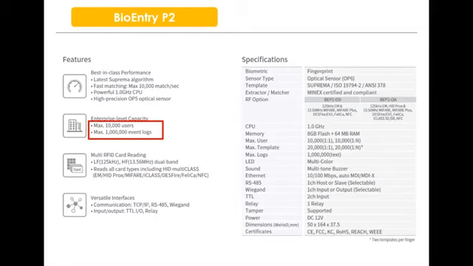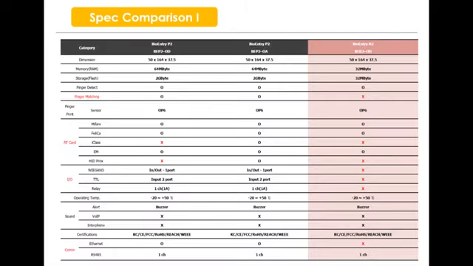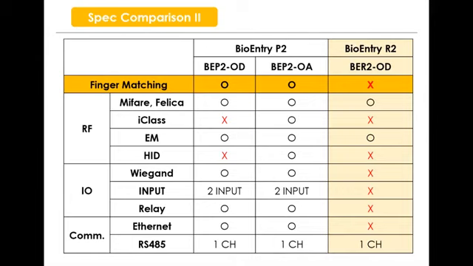This is a detailed comparison table. You can refer to it later. The main difference between P2 and R2 is as follows. R2 doesn't have a fingerprint matching function unlike P2. For iCLASS and HID Prox, BioEntry P2 OA is the only compatible one.